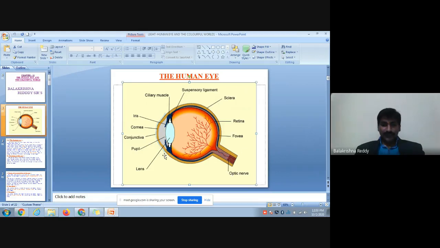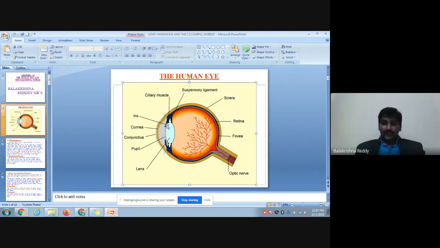The first thin part you're seeing is a small layer. This is called the conjunctiva. This conjunctiva is the front layer of the human eye. Followed by that, you have the cornea, the little yellowish layer which you are seeing. And next, we have the pupil. The pupil is in front of the lens. This lens is in the shape of a convex.